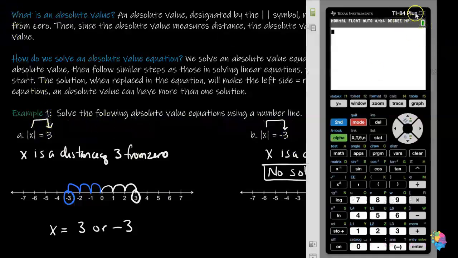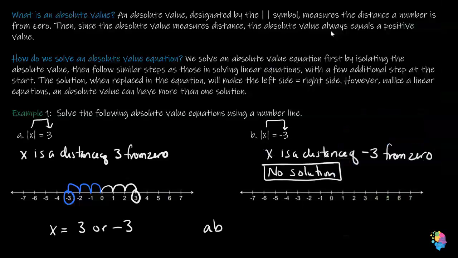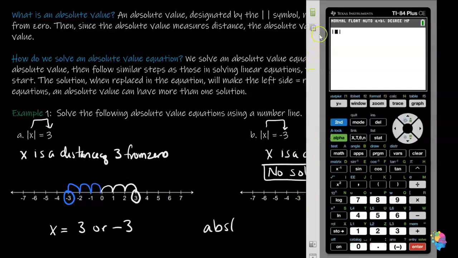I'm using a TI-84. So what I'm going to do is go to Math, move to the right, and that's where I'm going to find the absolute value. Now my calculator, when I press enter, creates the double bar. For you, if you have an 83, it's going to do abs, and then it's going to open a parentheses. But it's the exact same thing.